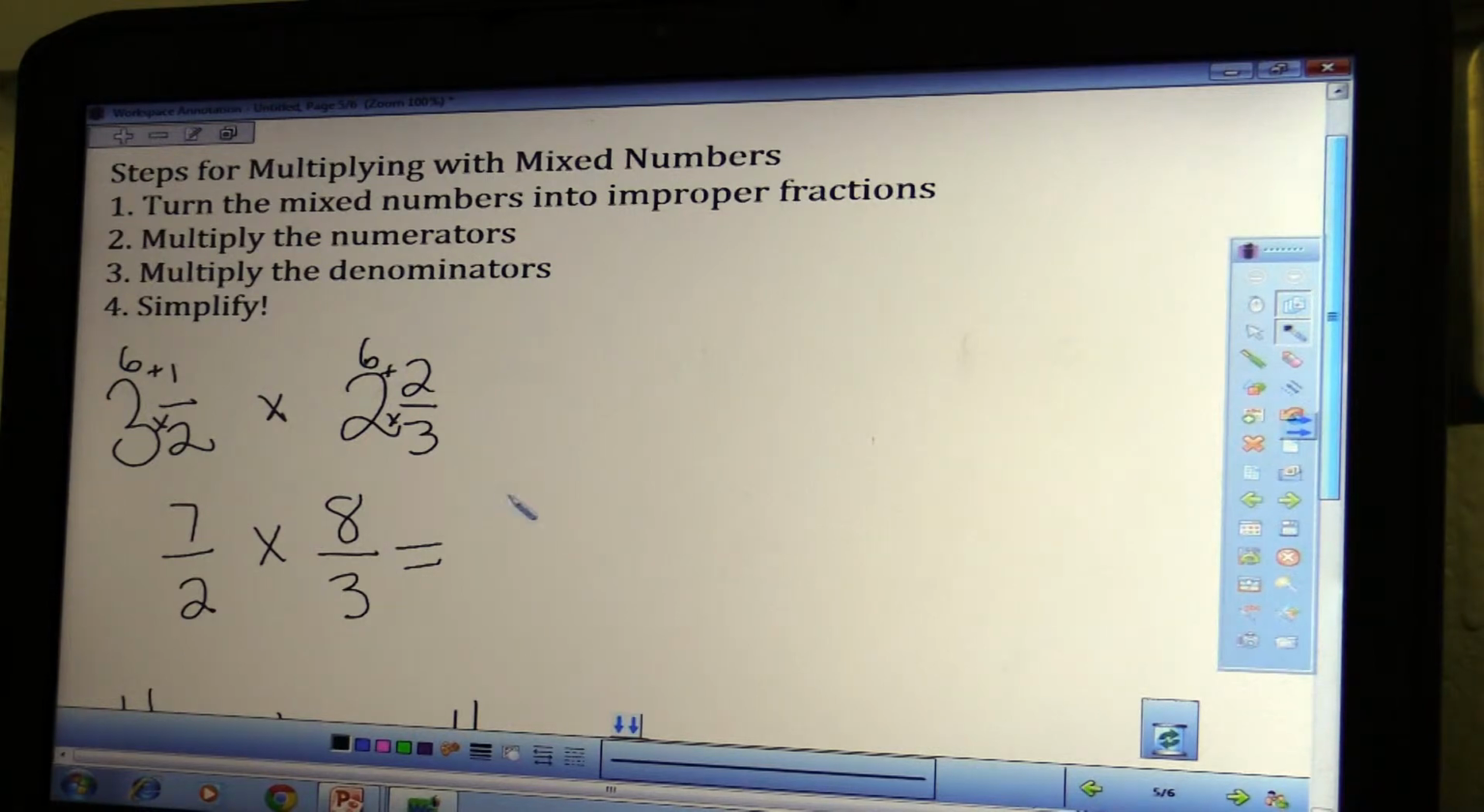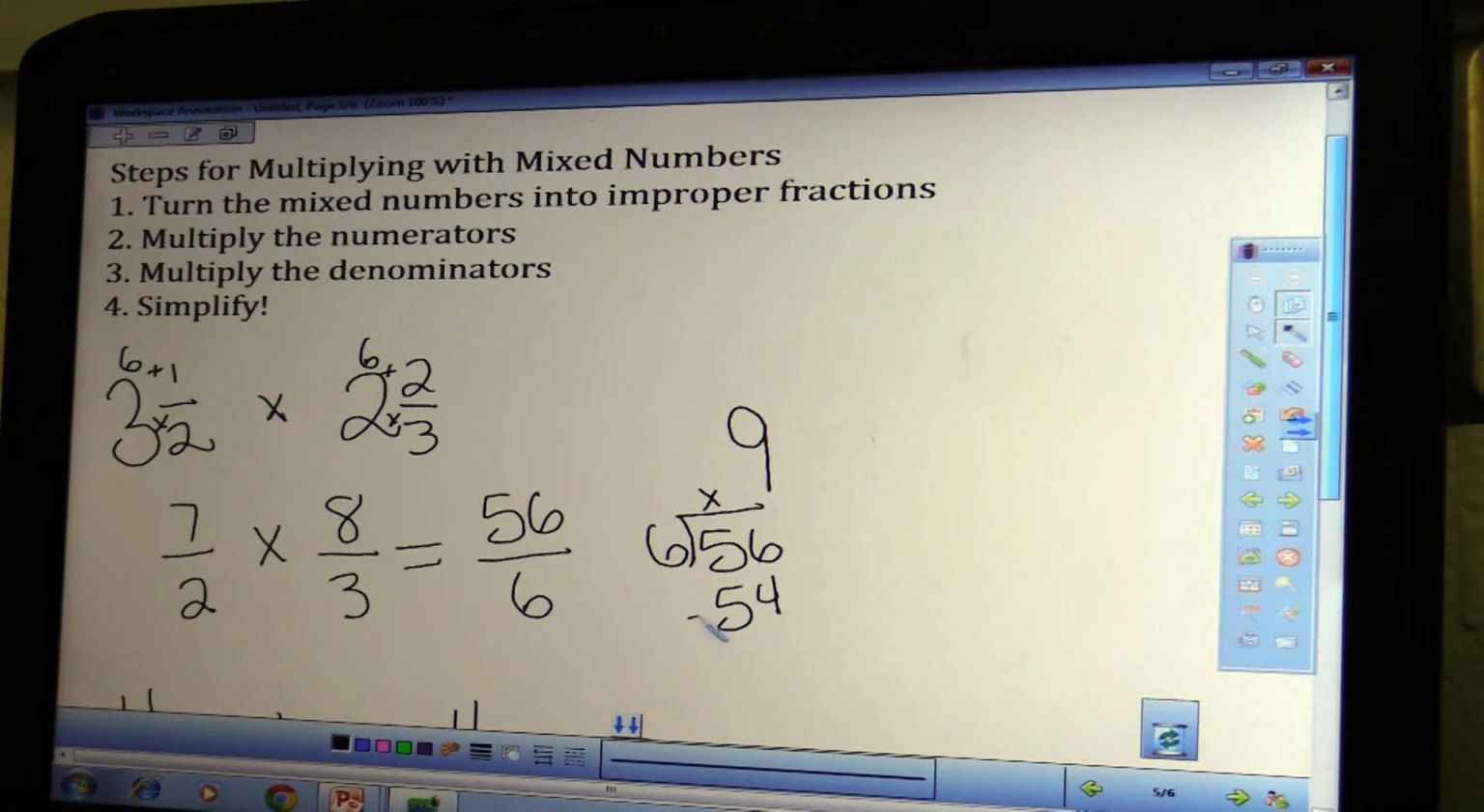So 7 times 8 gives me 56, and 2 times 3 equals 6. If you notice, 56 over 6 is an improper fraction, and I definitely need to do the steps to correct that. So I'm going to go ahead and divide 56 divided by 6. Okay, 6 cannot go into 5, but it can go into 56, and that would be 9 times. 6 times 9 is 54, and when I subtract, I have a remainder of 2. 2 becomes my numerator. I keep 6 as my denominator.